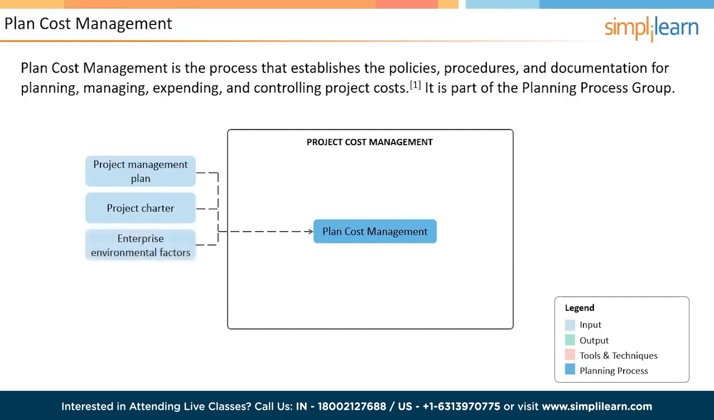Enterprise environmental factors provide the organizational context to the project, including the culture of the organization and the infrastructure, for instance, the scheduling systems available, the key personnel, and so on. Organizational process assets provide inputs such as policies and procedures, templates, past performance, data and estimates, historical information, and knowledge base. Now, let us look at the tools and techniques employed in this process.